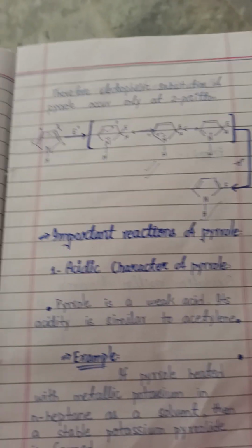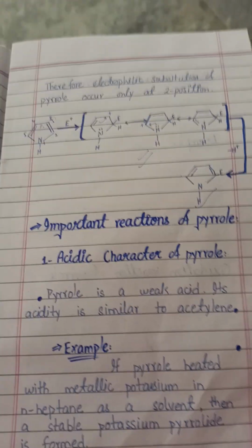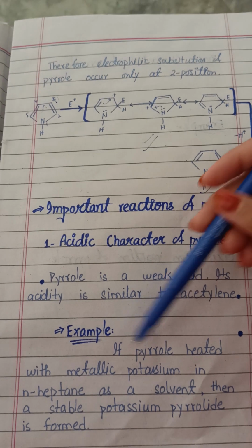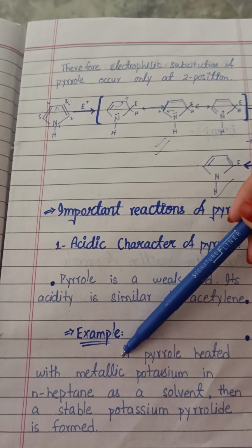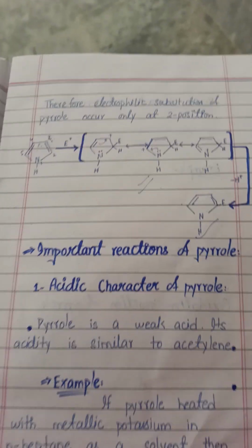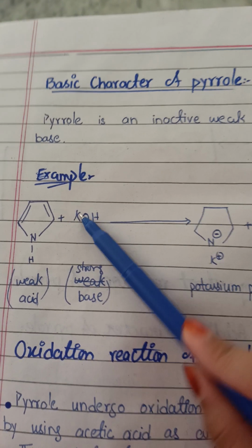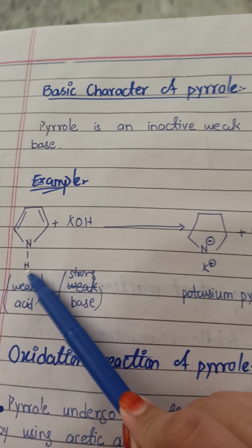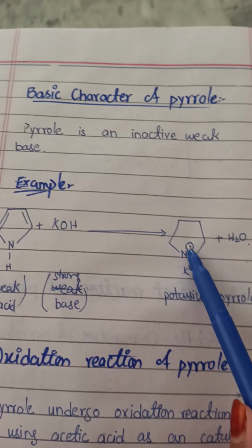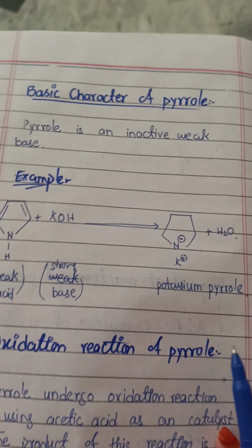Now the important reactions of pyrrole: the acidic character and basic character of pyrrole are shown. First of all, it is a weak acid like acetylene. It reacts with metallic potassium in the presence of a heptane solvent to form potassium pyrrolide. Okay. Now we move on to show the basic character of pyrrole. It is an inactive base. It reacts with a strong base, which is KOH. K moves onto the nitrogen, and the hydrogen is released to form H2O. Nitrogen has a negative charge and potassium has a positive charge, so potassium pyrrolide is formed.